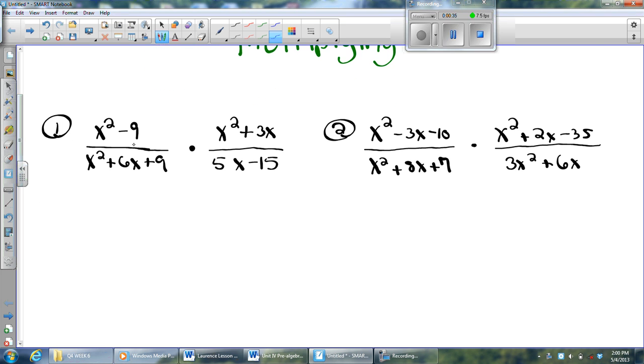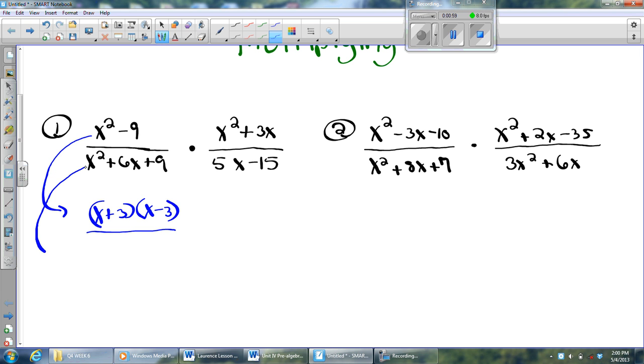All right, problem number 1: x squared minus 9 over x squared plus 6x plus 9 times x squared plus 3x over 5x minus 15. I'm going to factor this numerator. It's the difference of perfect squares, so it becomes a quantity x plus 3 and a quantity x minus 3. The denominator is a perfect square trinomial. I need 2 factors of 9 that add to get 6. 3 plus 3, so I'll factor as x plus 3 and x plus 3.